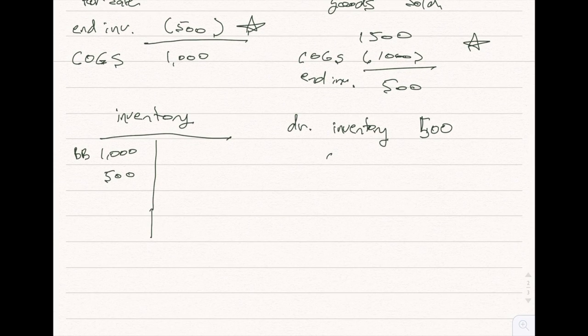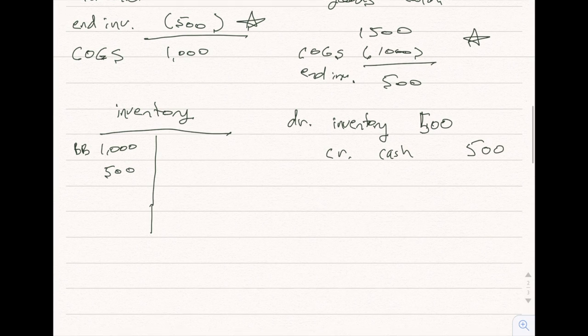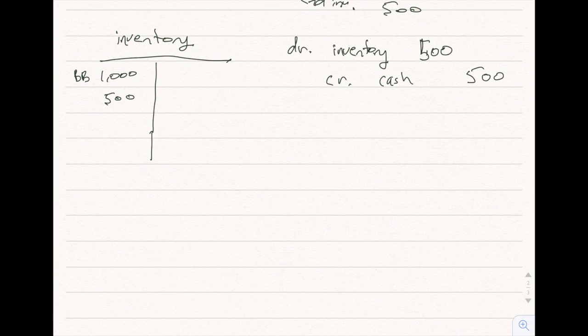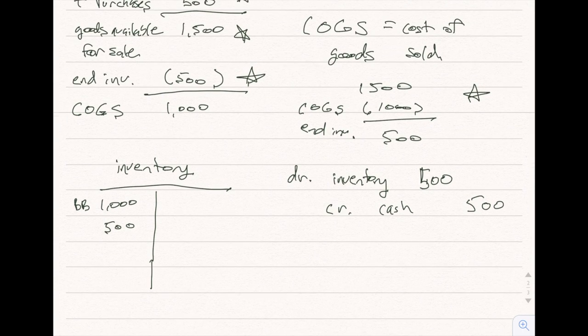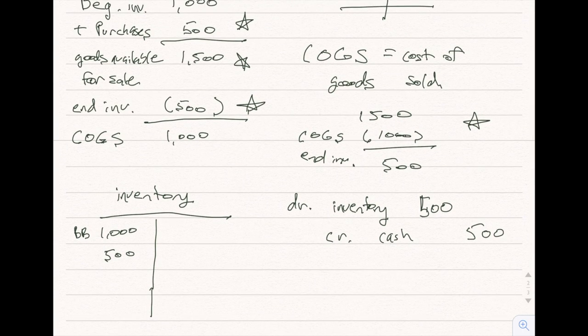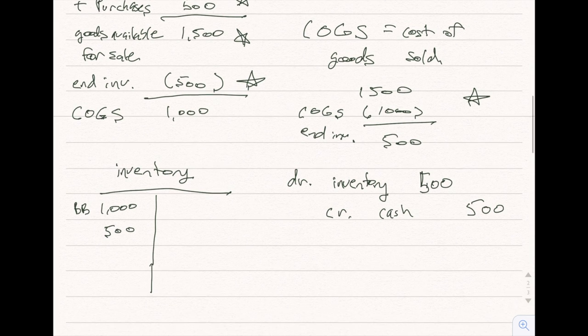So the journal entry, debit inventory, and credit, we said cash. The company purchased the inventory with cash. They could also have purchased it on credit, in which case the credit would be accounts payable, right? That's how you would balance that there. So we have 1,000 plus 500 goods available for sale. That's that intermediate 1,500.